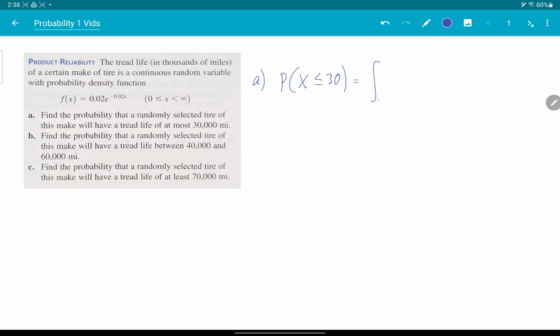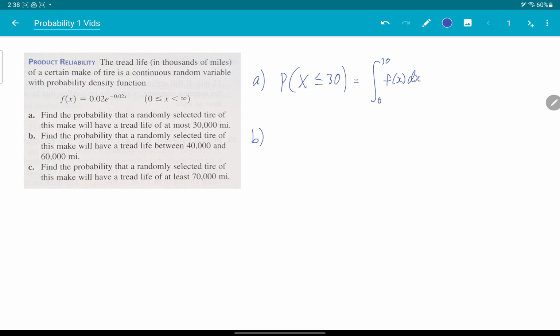And this is a PDF, so this is going to be the integral from 0 to 30 of the function given there. Okay, before calculating this, let's just write down the other two.